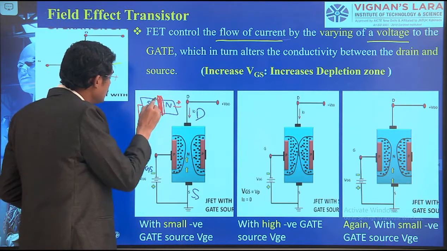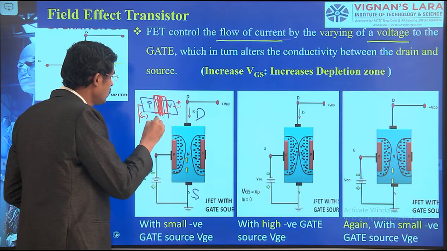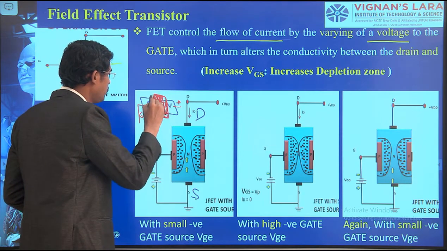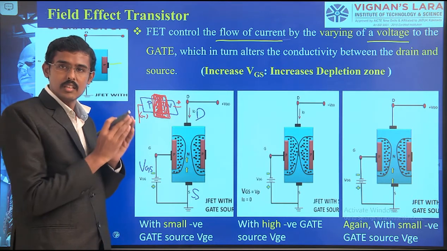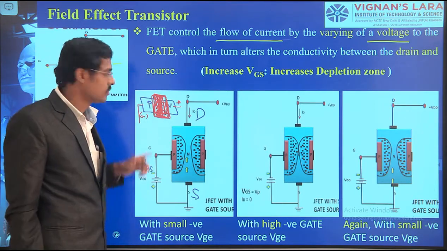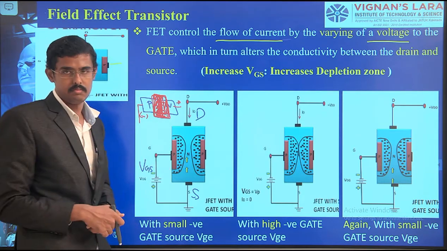So what happens? This depletion zone increases. This depletion zone keeps on increasing. So what happens then? If the depletion zone is increasing, now we come here. Now the same concept we are applying. This dotted line belongs to the depletion zone.